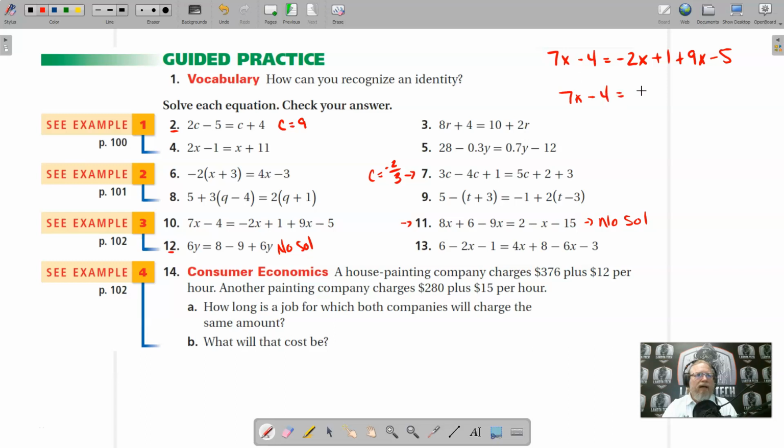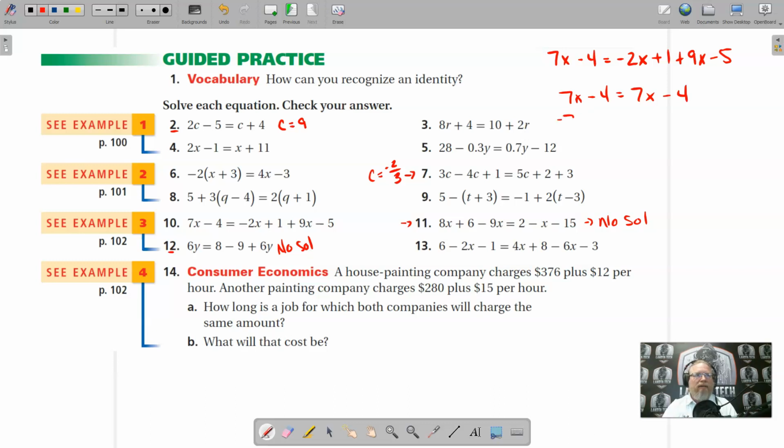So on the right, let's see. Negative 2x. Oh, yeah, we're going to be good to go. Negative 2x and 9x is going to be 7x. You see it coming. And then 1 plus negative 5 is negative 4. Looky here. Same thing on each side. We already know it's an identity, but what the heck? Let's go ahead and keep going.